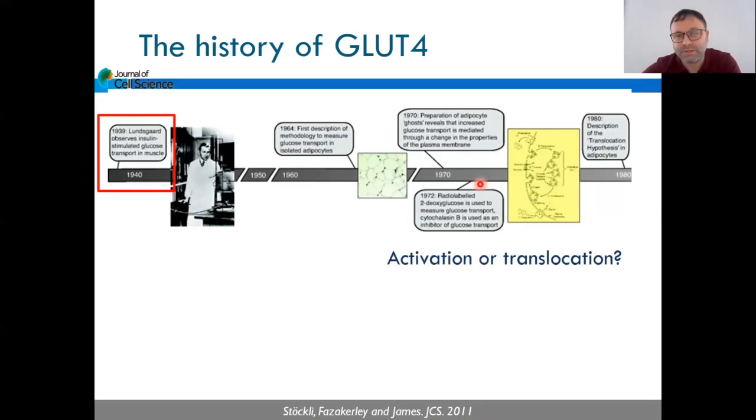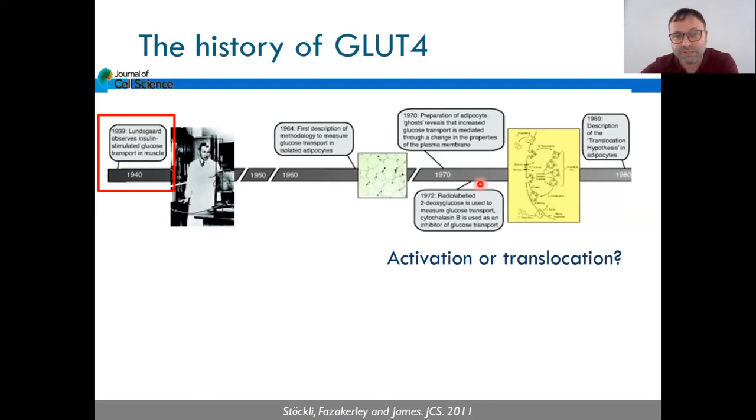But it wasn't clear how this occurred. Was this because there was a process that was activated by insulin? For example, there was a transporter of glucose that was targeted by insulin signaling, and this would increase its activity? Or was there a change in the composition of the plasma membrane, for example, so that a glucose transporter wasn't there and in response to insulin was there?